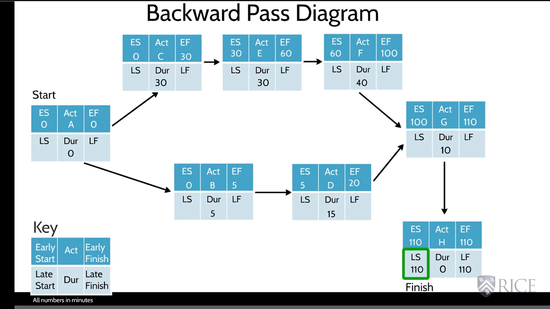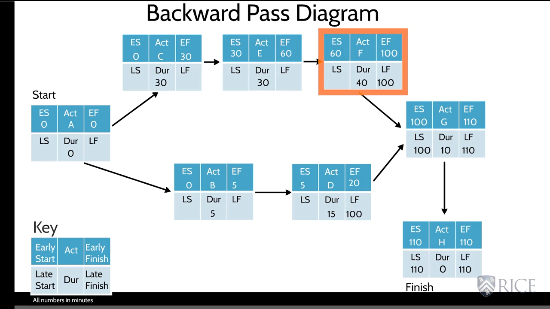Now, take the 110 from H and move it to the late finish of G. We subtract the duration of 10 from box G and it gives us a late start of 100 minutes. Since we now have a split and we don't have any competing elements, we transfer the 100 to both late finish spots in both F and D. And at this point, we can complete one branch or the other, so we'll stay with the top one.